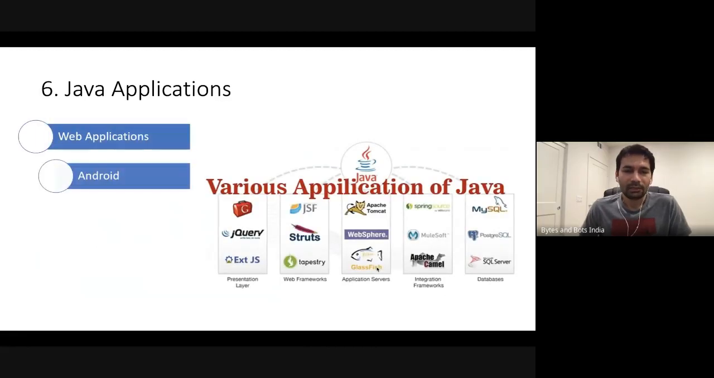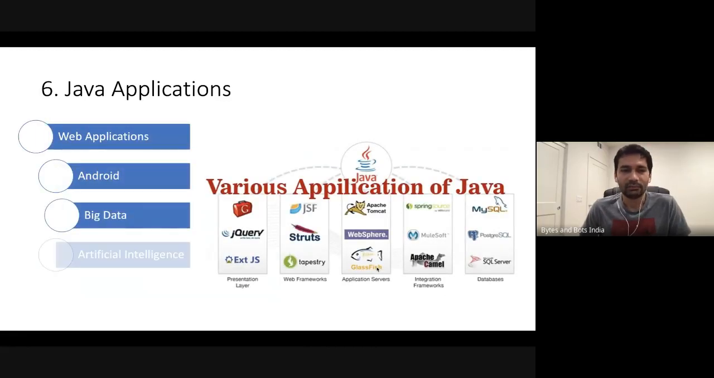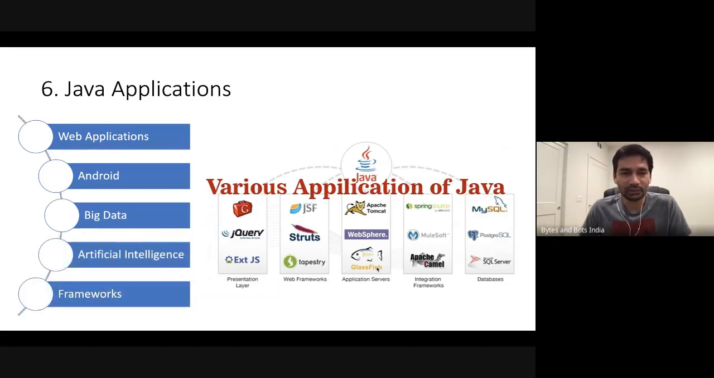So Java applications are everywhere. Be it web applications, Android phones are almost entirely Java. Big data, artificial intelligence, and a ton of frameworks. As an example, there are millions and millions of new websites that come up every day. Now it is humanly impossible to write a web server from scratch.